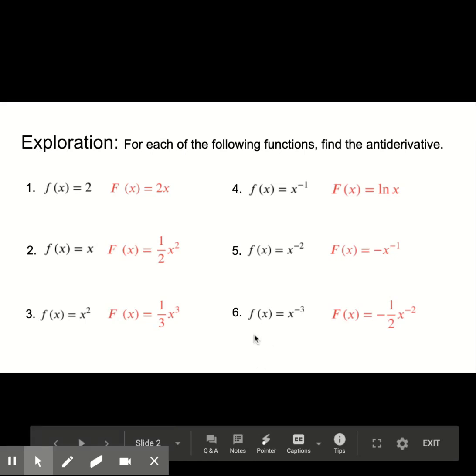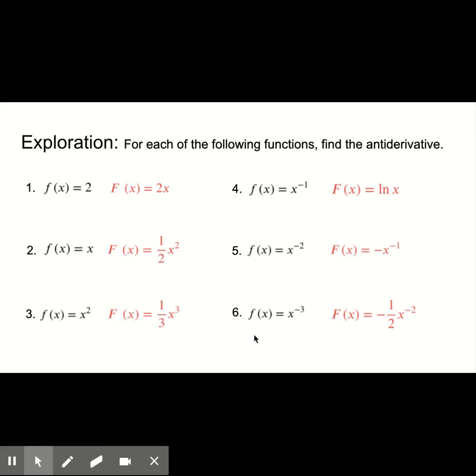Notice that we always check our answers by taking the derivative of uppercase F and see if we get lowercase f. Remember that when we find the derivative, we always multiply the exponent by the coefficient to get the new coefficient, and we subtract 1 from the exponent.